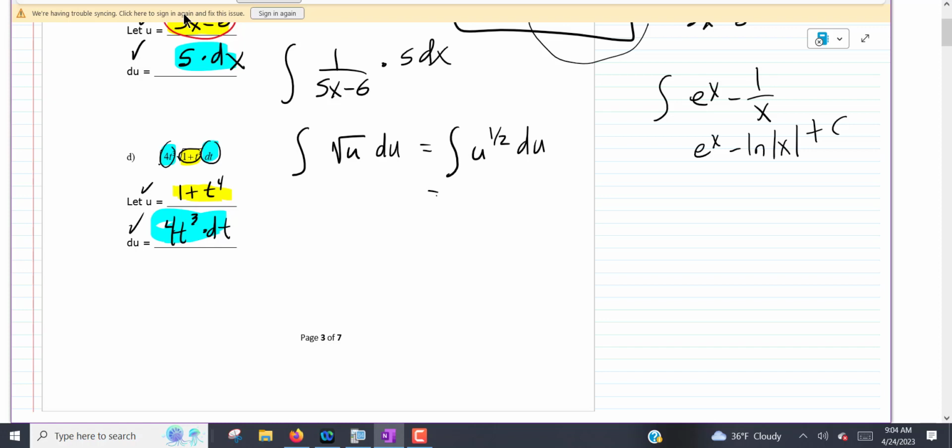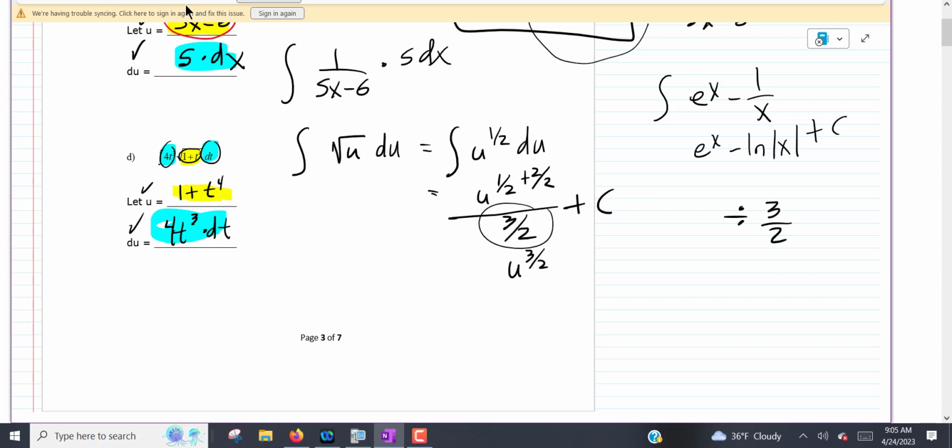Now, how do we do this antiderivative? This is a power rule, so you add 1 to the exponent, divide by the result, plus c. So add 1 to that exponent, use 2 halves, divide by the result, 1 half plus 2 halves is 3 halves, and then plus c. That would end up giving us u to the 3 halves. Let me ask this question again. What do you do when you divide by 3 halves? You multiply by 2/3, right? Dividing by a fraction is equivalent to multiplying by a reciprocal. So you get 2/3 u to the 3 halves plus c.